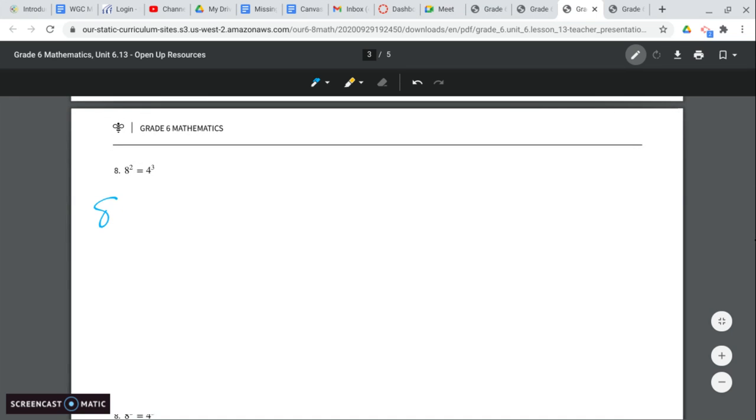All right, and the last one, we have 8 squared equals 4 to the 3rd. So 8 times 8 is 64. 4 to the 3rd. 4 times 4 is 16. Times 4 is 64. 64 does equal 64. Oops, I'm so used to writing false. This is true.